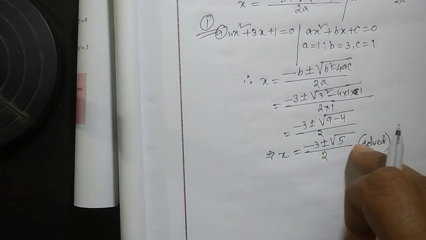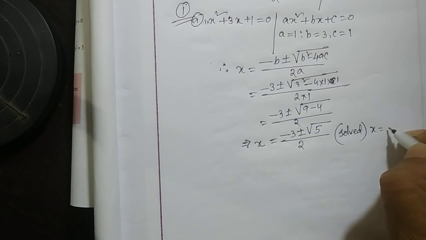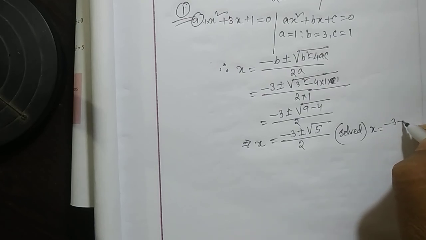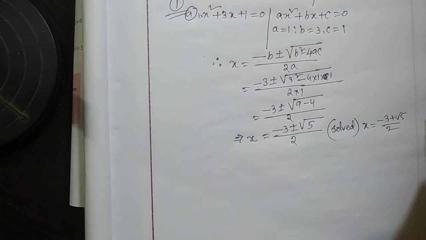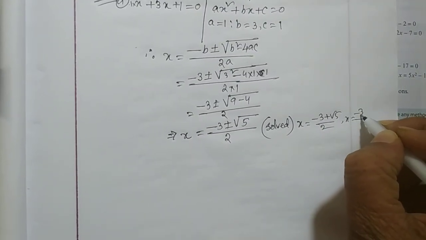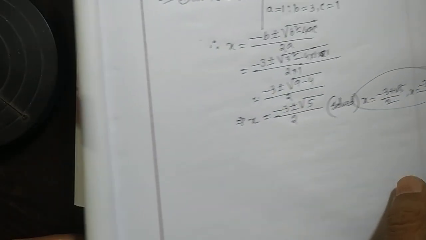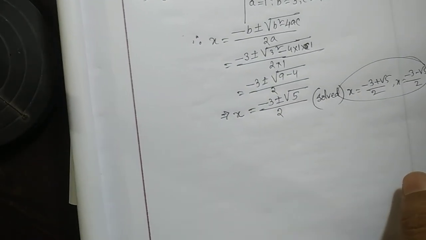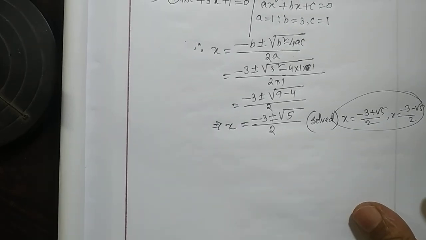Otherwise you can write it separately like this: x is equal to minus 3 plus square root of 5 divided by 2, and x is equal to minus 3 minus the square root of 5 by 2. You can write it separately or combined. Both of them are correct answers. So I think you are clear now.